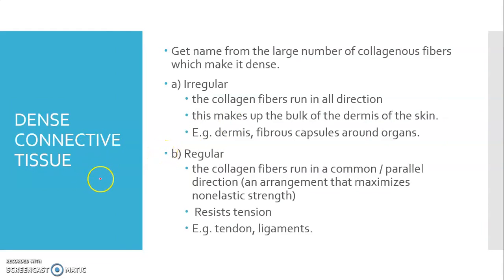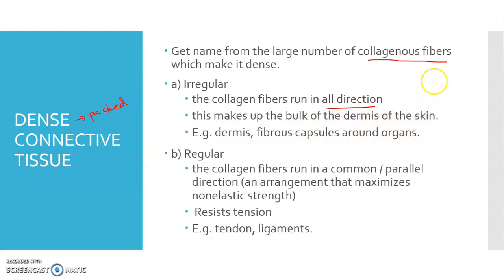Next we have the dense connective tissue. Dense here means packed or very high density, compared to the previous, which is loose. The name comes from the large number of collagenous fibers, so that's why it becomes dense. It consists of two types, irregular and regular. For the irregular, it consists of collagen fibers in all directions, and this makes up the bulk, especially at the dermis of the skin.